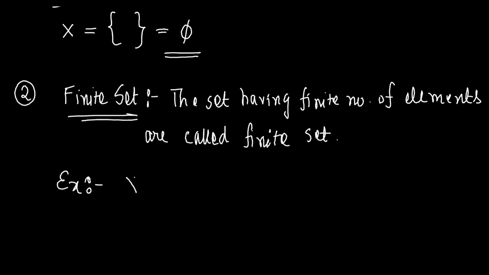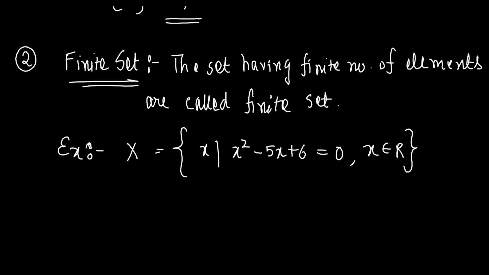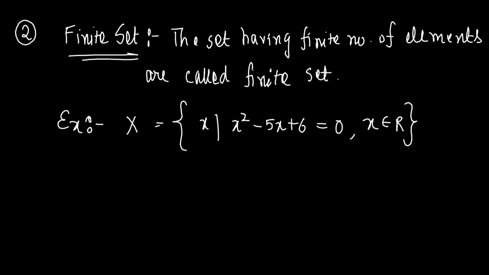Okay, we have to write it in the roster form. So let's say X is the set of x such that x square minus 5x plus 6 equal to 0, and x belongs to R. Now you can see here that we have to find the values of x for which this equation is satisfied, and x is a real number. So let us solve this. This equation will be satisfied by the values of x, and these values we have to represent in the roster form in the set capital X.